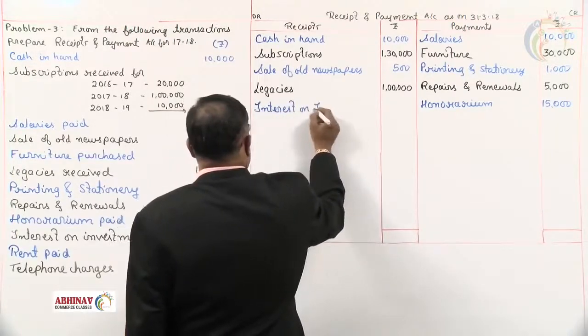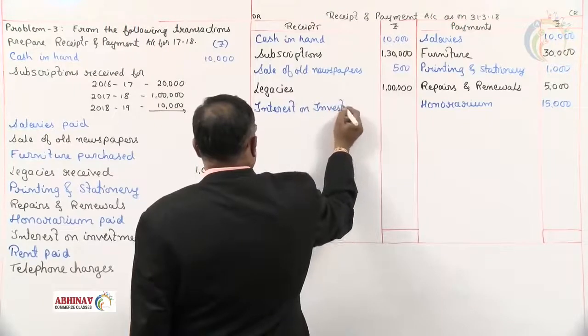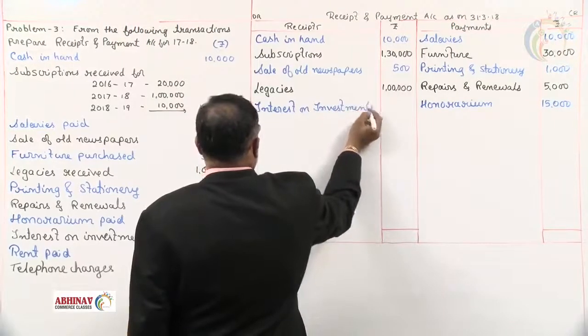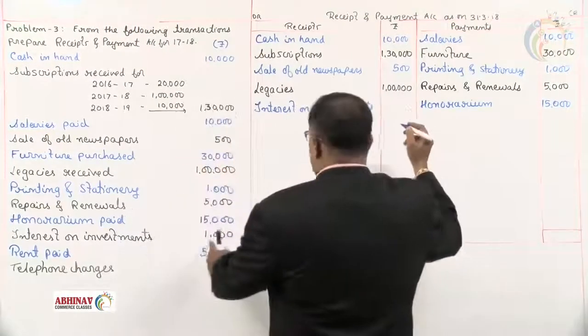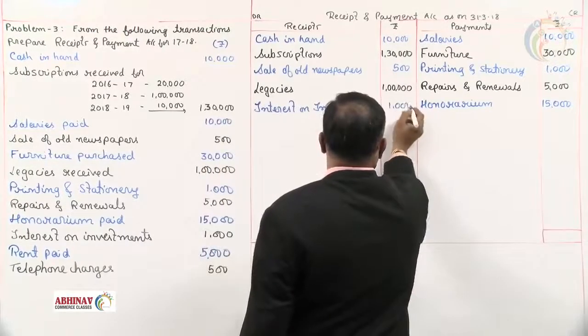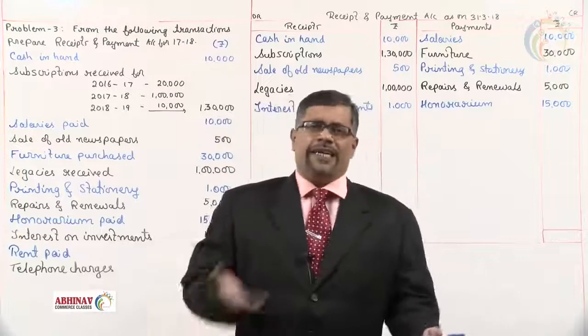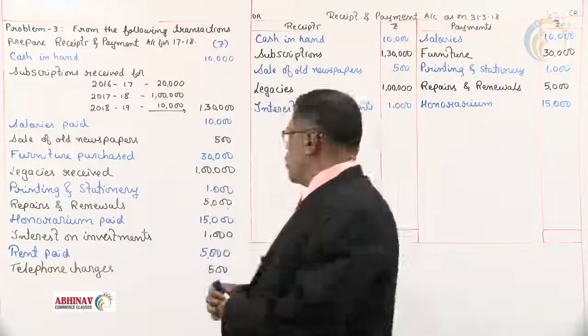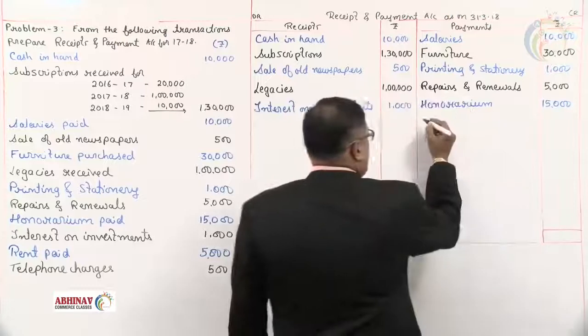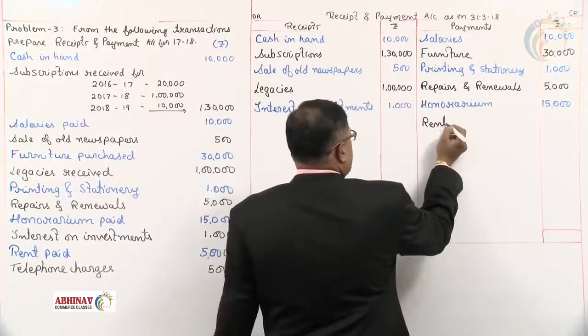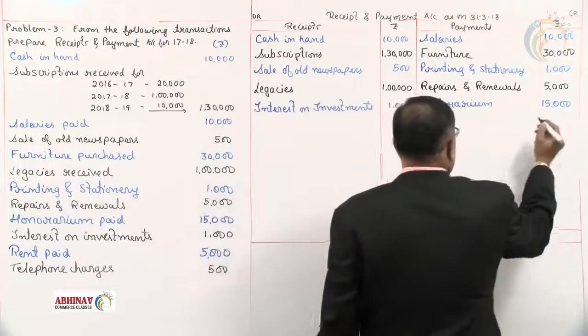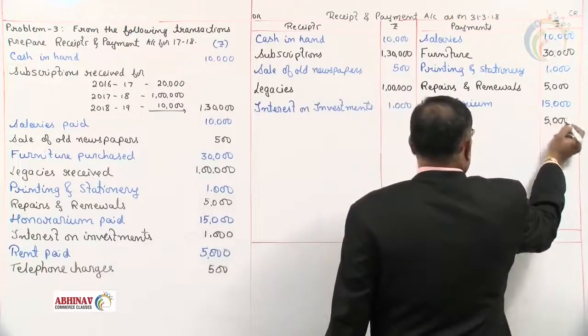Interest on investments, rupees 1,000. Next, rent paid. Cash goes out, it's a payment. We'll record it on the payment side. The amount of rent paid is 5,000 rupees.